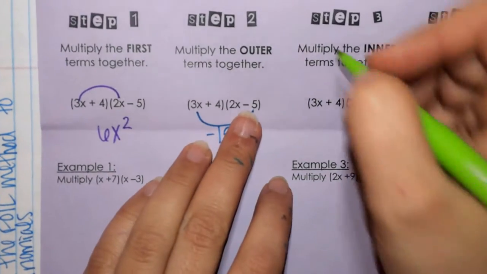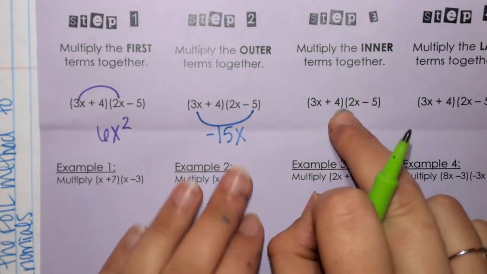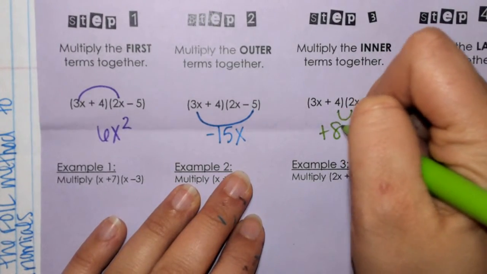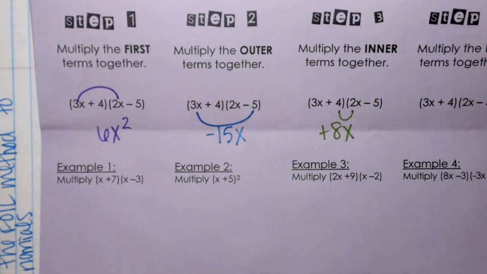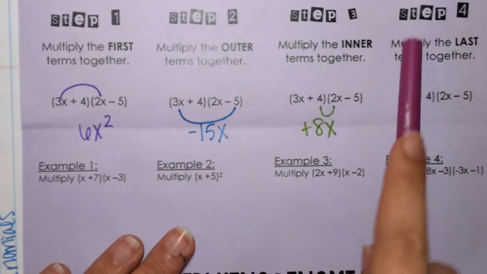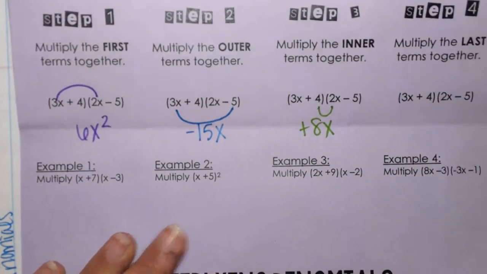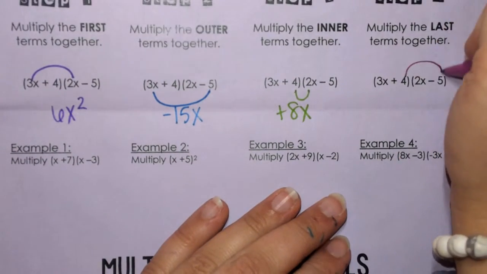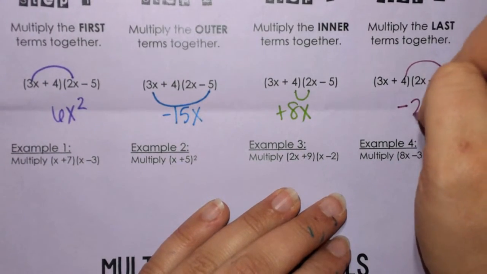Now, the next thing you do is you multiply the inner terms. What are the inner terms? Yes, and what's 4 times 2x? 8x. Okay. The next step is to multiply the last terms together. What are the last terms? Negative 5. Look at you go. And what's that? Negative 20.